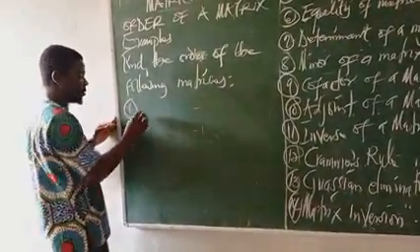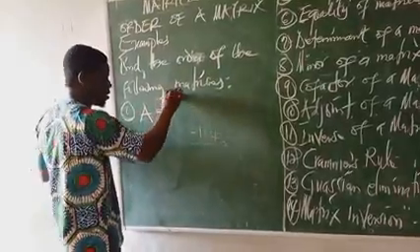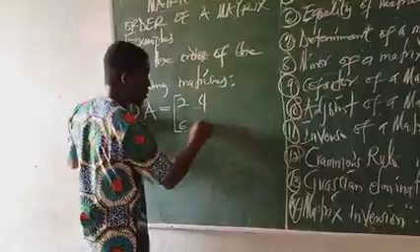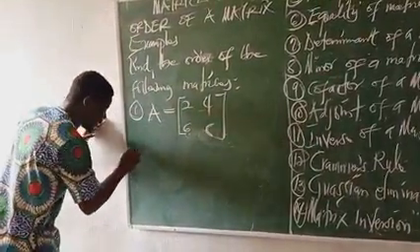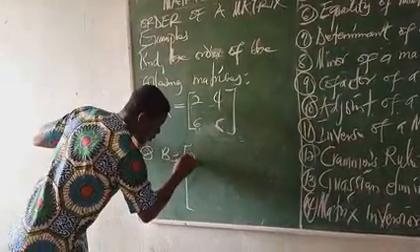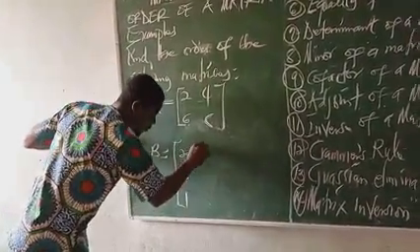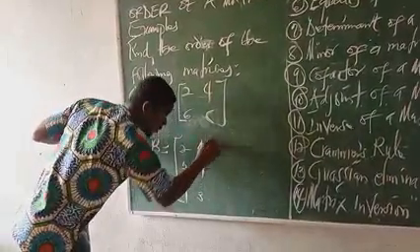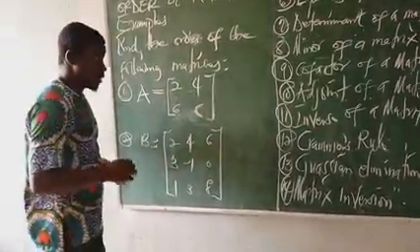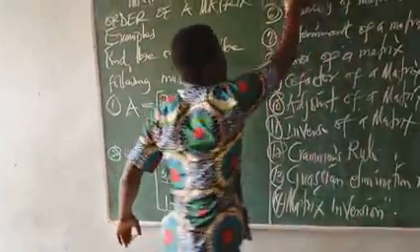You have 1. Let's say you have matrix A equals 2, 4, 6, 8. And let's say we have matrix B equals 2, 3, 1, 4, minus 1, 3, 6, 0, 8. And let's say we have another example.